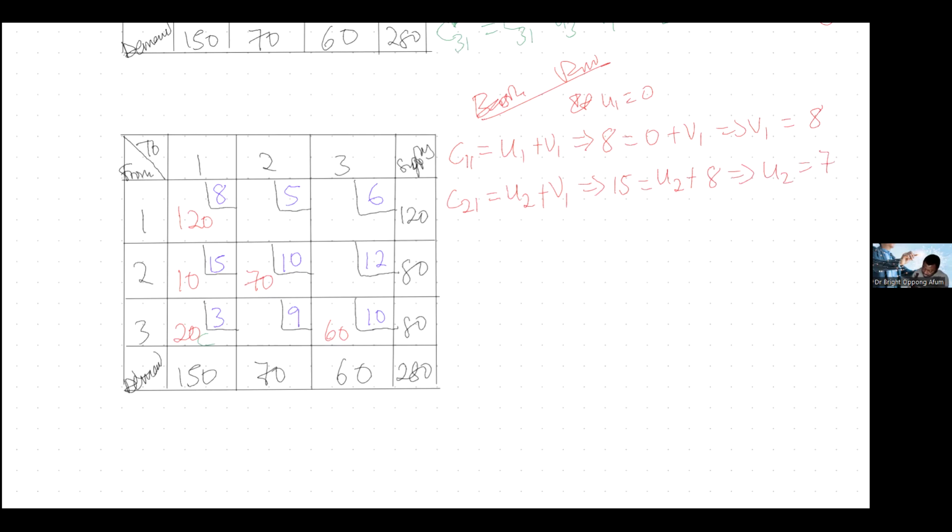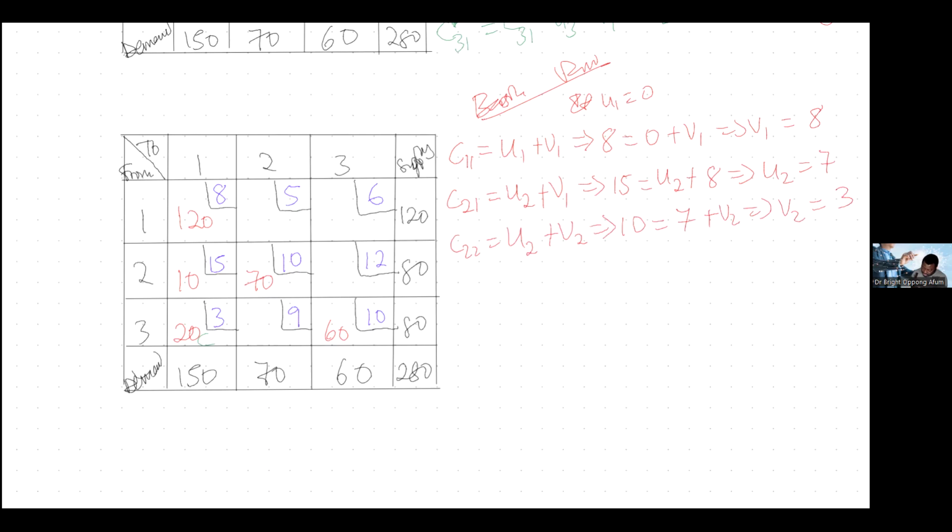All right, let's evaluate C22. So C22 is made up of U2 plus V2, right? And what is C22? That is 10. So 10 is equal to U2, which has already been evaluated as 7, plus V2. And therefore V2 is 10 minus 7, and that is positive 3.